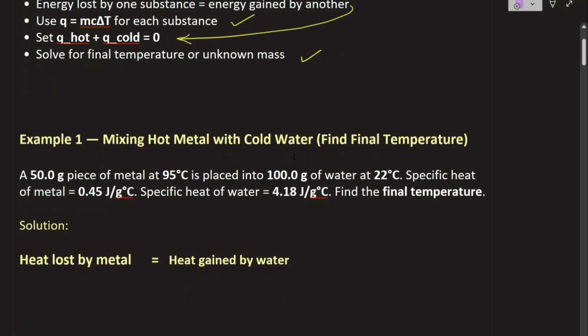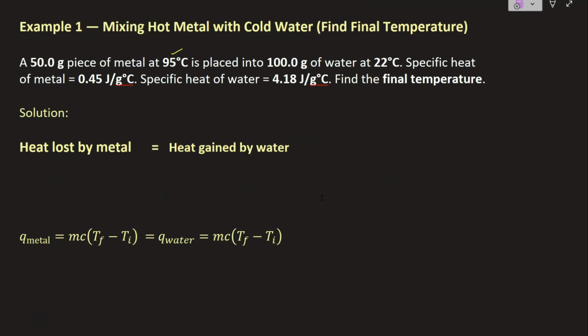We have mixing hot metal with cold water, and we want to find the final temperature. A 50-gram piece of metal at 95 degrees Celsius is placed into 100 grams of water at 22 degrees Celsius. The specific heat of metal is 0.45 joule per gram times Celsius, and the specific heat of water is 4.18 joule per gram times Celsius. Find the final temperature.